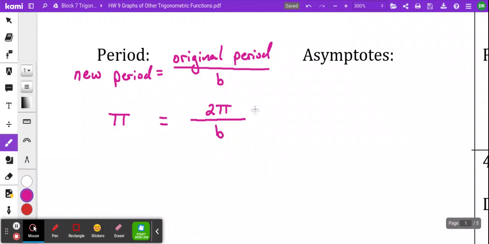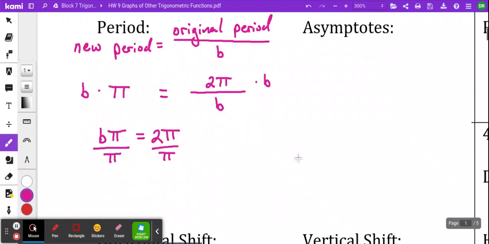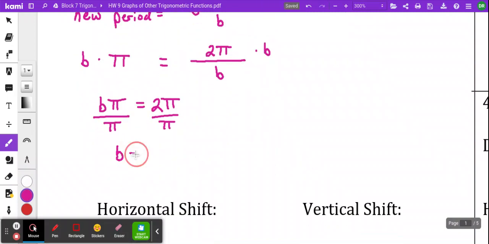Solving this equation using some algebraic steps, we can multiply by b on both sides, and we get b times pi is equal to 2 pi. And if we divide by pi on each side here, we end up getting that b is equal to 2.